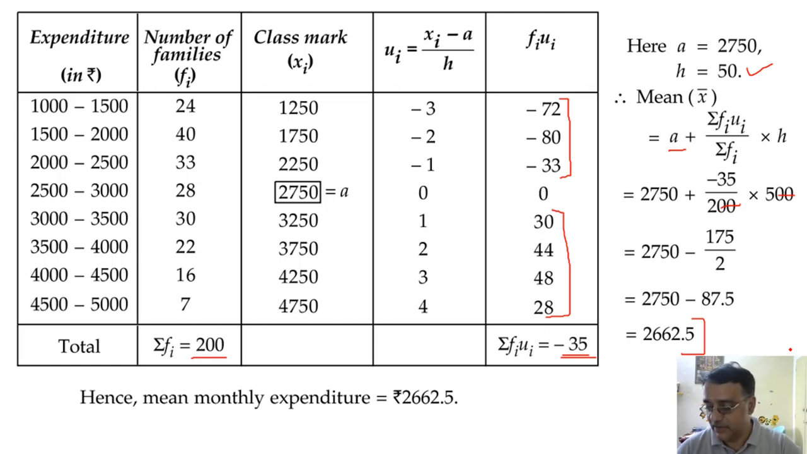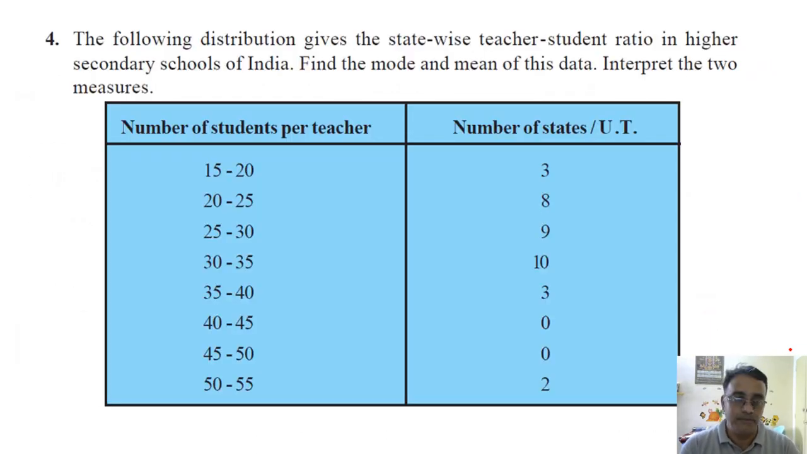No, sir. Okay. So now we are moving towards the next question. Question number 4. Here also we have to find mode and mean. Both we have to find. Okay, and then we have to interpret the two measures also. The following distribution gives the state-wise teacher-student ratio in higher secondary schools of India, and we have to find the mode and mean of this data.